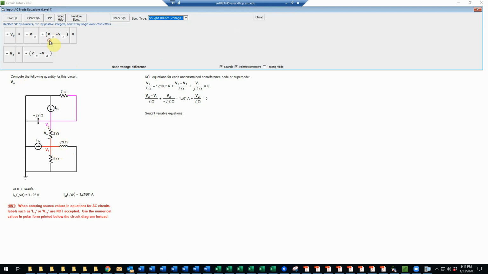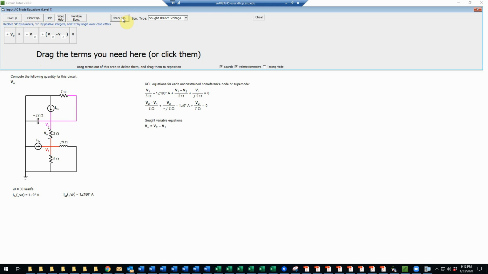So it's a difference in node voltages, so we need this term. And the voltage on the positive side is V2, so we enter 2 there. And on the negative side, it's V1. So it'll be V2 minus V1 will be equal to V0 because of the defined polarity of that voltage. So now we check that equation, and that is correct. And now we've written all of the required equations for this circuit. So we just click No More Equations.